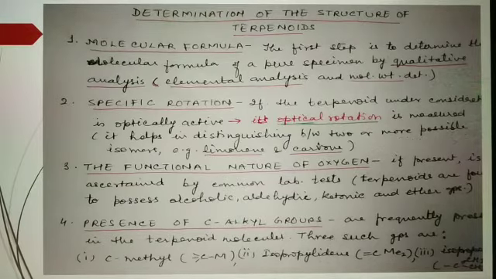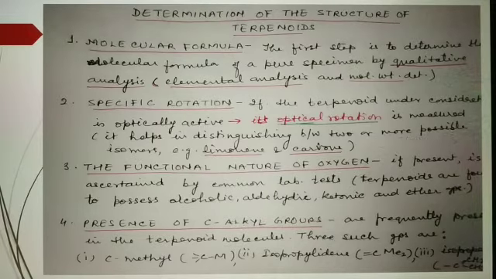For example, for aldehyde we can do the common laboratory test, that is to react it with 2,4-dinitrophenylhydrazine. If it gives a yellow precipitate, then we can say it contains a carbonyl group. Then we decide whether it is ketonic or aldehydic.